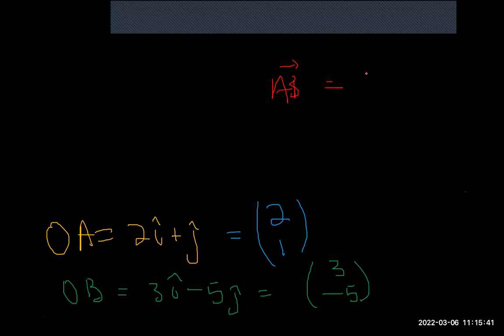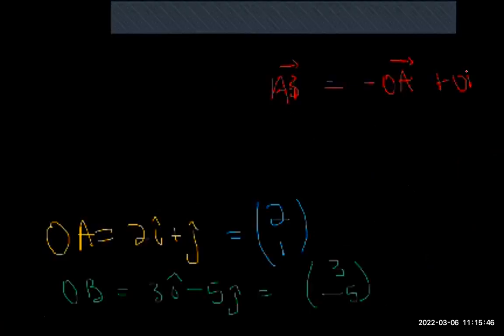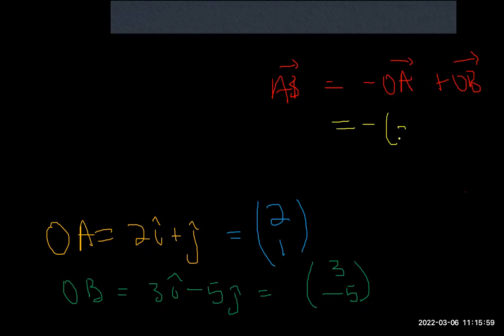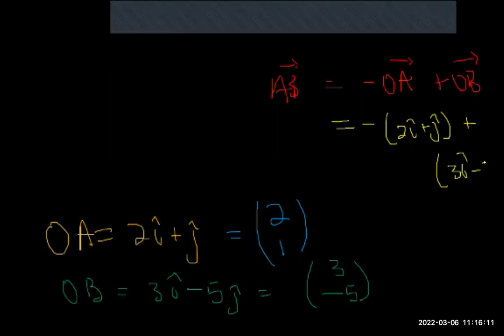If I wanted to find AB, yeah, we know it's minus OA plus OB. Instead of converting this into column vectors, I could actually just keep this, right? So I can say minus 2i hat plus j hat, because that's OA. They told me OA is that. And then plus 3i hat minus 5j hat.